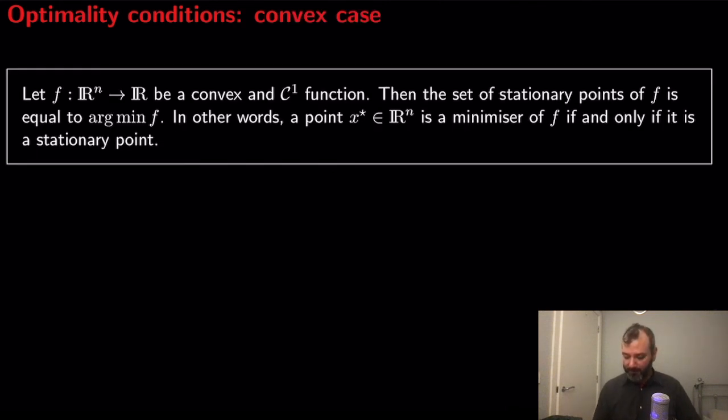Let me state this here, I have put it in a box. If f is a convex function and it is continuously differentiable, then the set of all stationary points is equal to the set of all minimizers. The stationary points are minimizers. The minimizers are anyway always stationary points. In other words, a point x star is a minimizer of f if and only if it is a stationary point. The notion of stationarity becomes identical to the notion of being a minimizer.